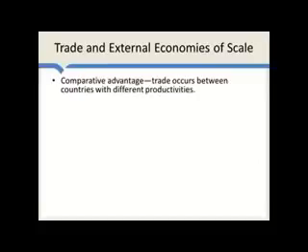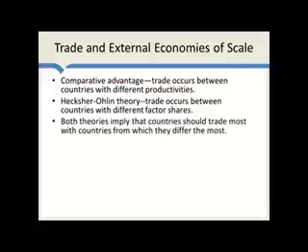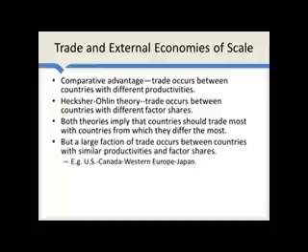We've already looked at a number of theories which implicitly make predictions about which countries should trade the most. Comparative advantage says that trade ought to occur most between countries which have different levels of productivity. The Heckscher-Ohlin theory says that trade ought to occur the most between countries with different factor shares. So both of these theories imply that countries should trade the most with countries from which they are the most different.